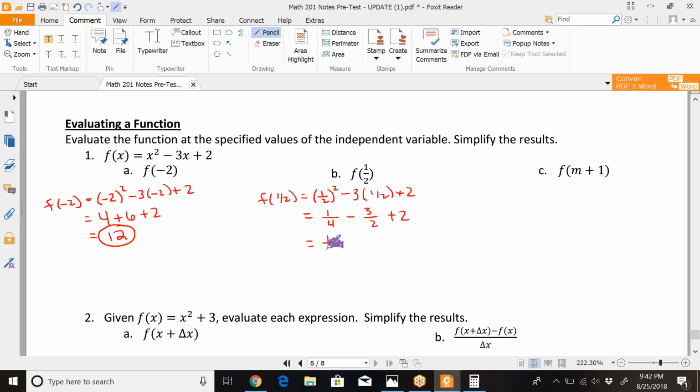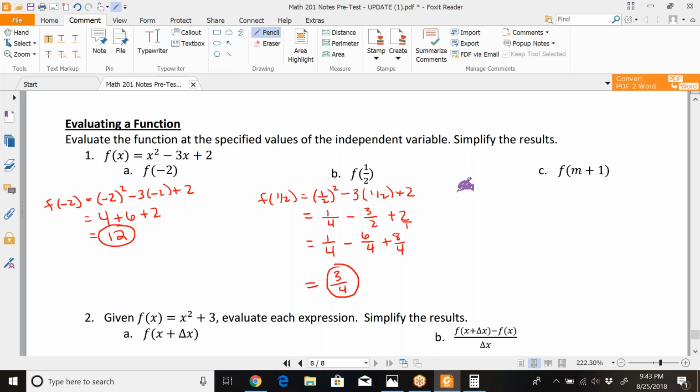I would go ahead and get a common denominator for all 3 pieces, and 4 will work, so we need to times this by 2 over 2, and think about this one being over 1. So that's going to be minus 6 over 4, times this by 4 over 4, so that's plus 8 over 4. And then once all your denominators are the same, you can add and subtract across. So this is 1 minus 6, which is negative 5, plus 8, which would be 3, so 3/4.